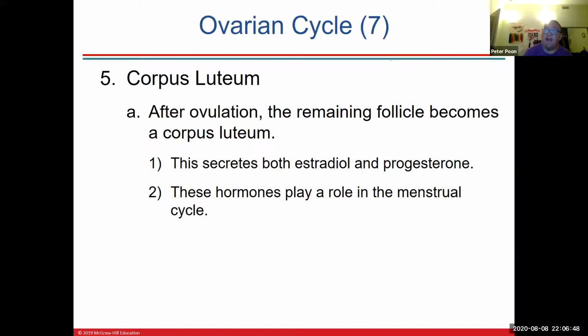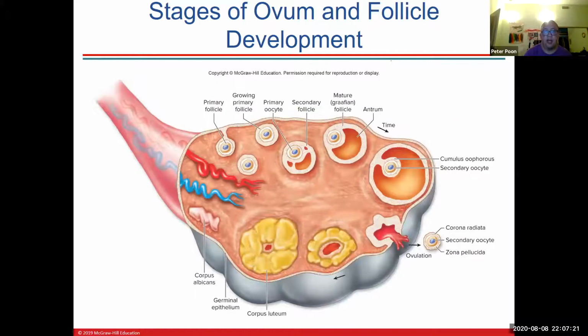After ovulation, the remaining part of the follicle becomes the corpus luteum, the yellow body. This yellow body secretes both estrogen, estradiol, and progesterone. These hormones play a major role in the menstrual cycle, in particular progesterone, which is for progestation.